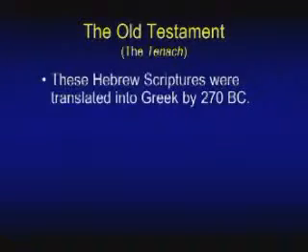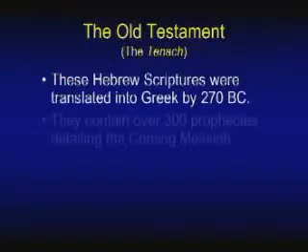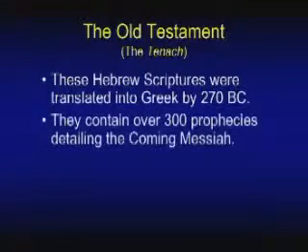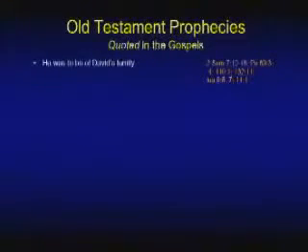I want to anchor our following discussion on simply one manuscript fact. The Hebrew Scriptures that we call the Old Testament were translated into Greek by 270 BC. That's called the Septuagint version. We have many copies available in any bookstore. These Hebrew Scriptures contain over 300 prophecies that detail their coming Messiah. 300 of them. And let's take a look at a few of these.